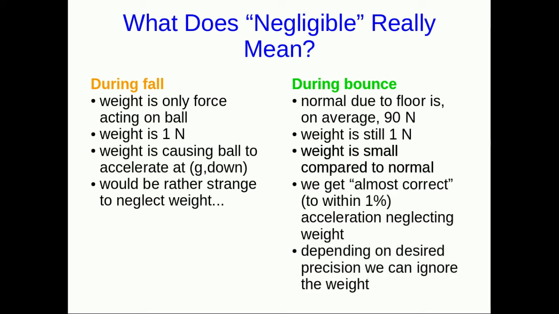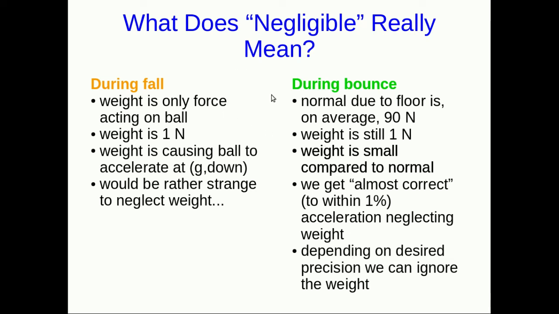And we're only going to make an error of about 1% by neglecting it. It's only around 1% of the size of the normal force. And so if we just ignore it in F_net, we're only making an error of 1 part in 90. So as long as we don't need precision of better than 1%, we can go ahead and do that.